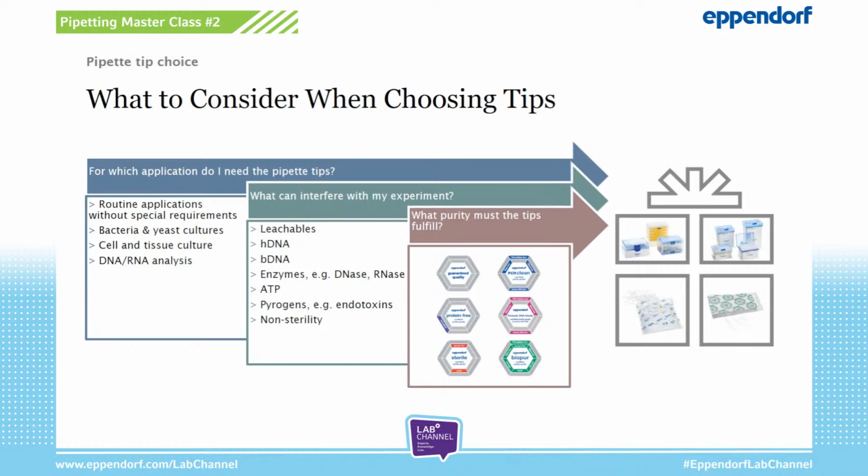If you are using the tips for bacterial culture, cell culture work, or even RNA and DNA analysis, there will be different requirements for tip purity. Here, look at what can interfere with your experiment, such as residues of human or bacterial DNA, enzymes such as DNases or RNases, leachables, or even endotoxins. Accordingly, tips are available in different purities, and for further information, please refer to the Eppendorf Purity Selection Guide. The higher the purity, the smaller the available packaging unit, from bulk to boxes with reloads, racks, but also single blistered tips.